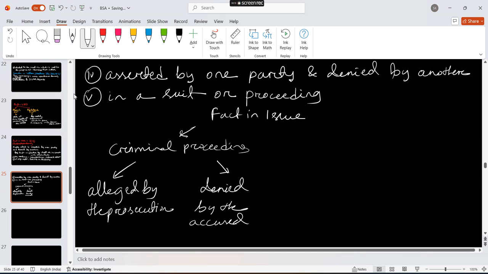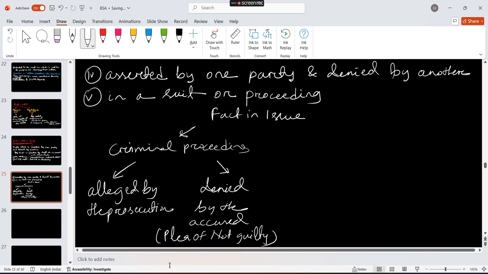By pleading not guilty. So you have read in sessions trial, what the court asks the accused: do you plead guilty or not guilty? So if the accused wants to deny the allegations of the prosecution, the accused has to plead I am not guilty. So through the plea of not guilty, the trial proceeding begins.